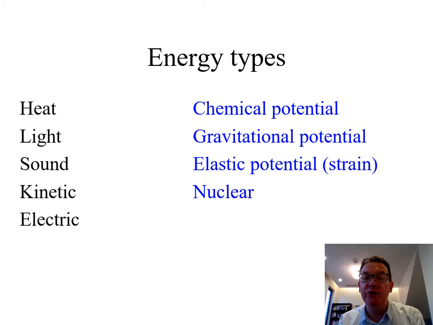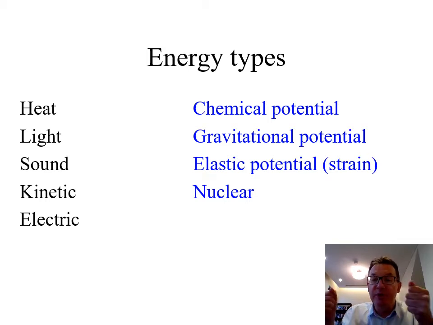And different types of potential energy, so chemical potential energy, the energy stored in chemicals, fuels and food. Gravitational potential energy, the energy stored when we lift something up. Elastic potential energy, the energy stored when we stretch a spring or a piece of elastic. And nuclear energy, which we'll talk about more in year 11, the energy stored inside the nucleus of an atom.